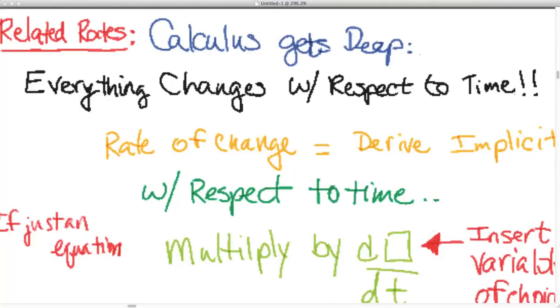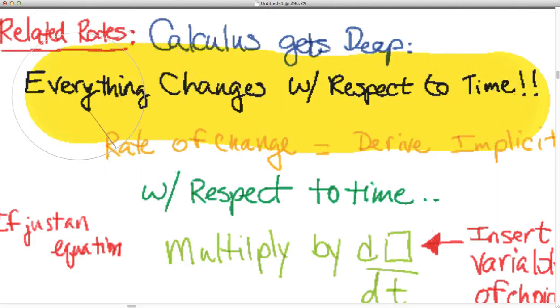Today we're going to be looking at the concept of related rates. This is where calculus gets a little intertwined with philosophy for a second. Why would I say that? It's basically because of the fact that everything changes with respect to time. That's actually the one constant in life, is that everything does indeed change with respect to time.